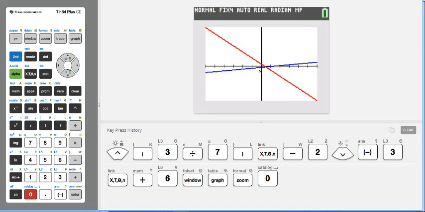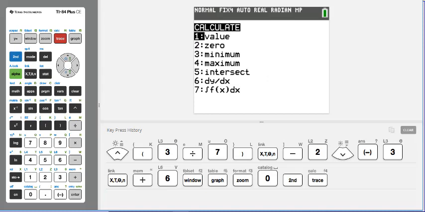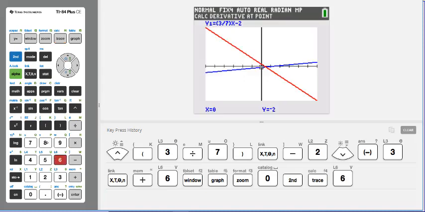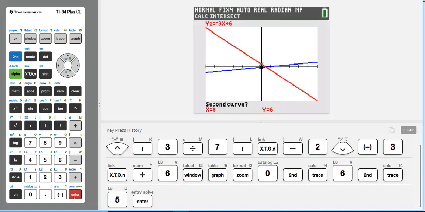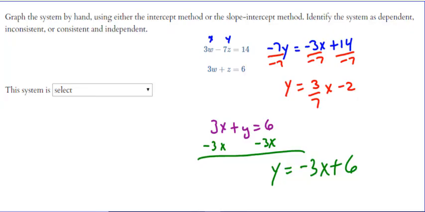And you can see that they intersect, right? Now, if I want to see where they intersect, all I have to do is hit second trace and go to 5, not 6, sorry. Second trace 5, enter, enter, enter, and we see that they are 2.33 and negative 1. Now, it said, is this dependent, inconsistent, or consistent and independent? Well, because it crossed, it would be consistent and independent.